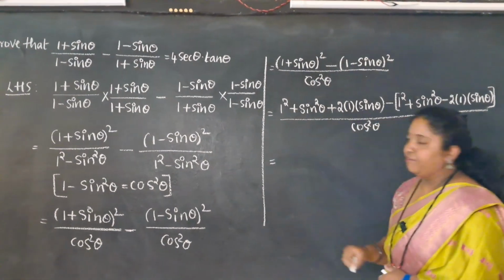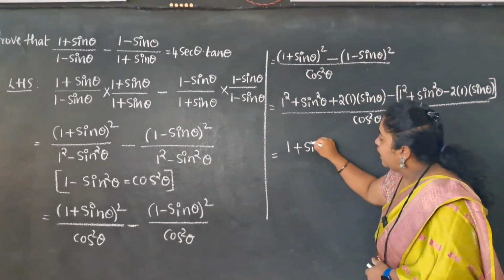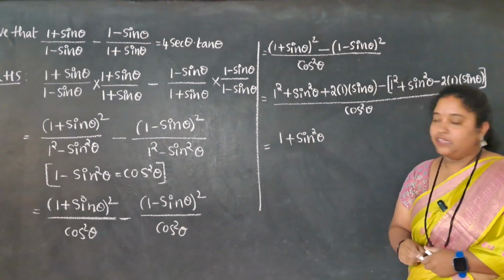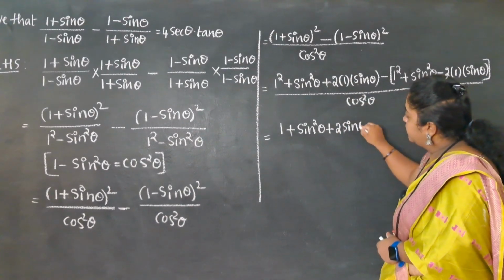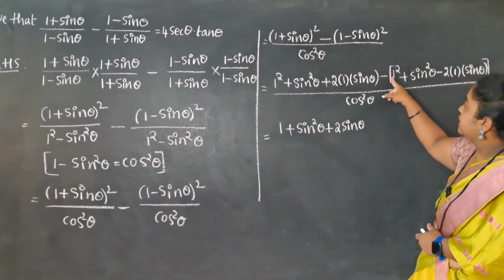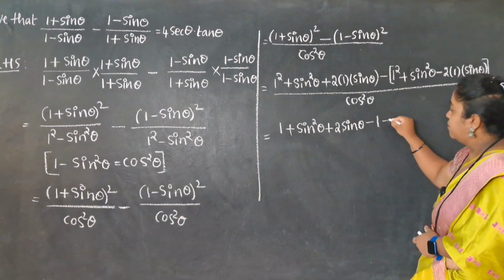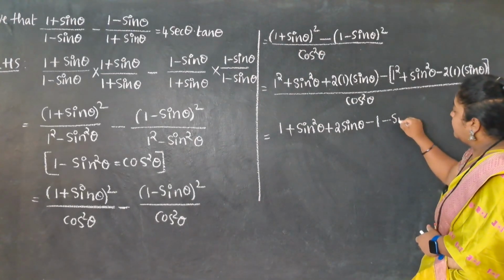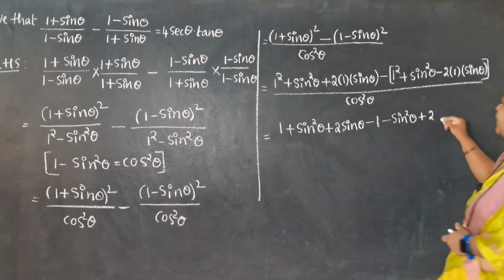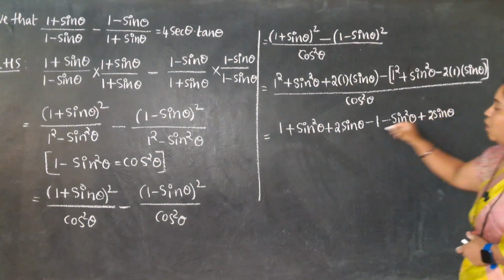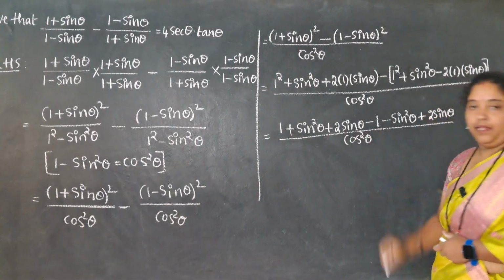Okay, let me simplify here. 1 square will be 1. Sine square theta is sine square theta. Yes or no? Plus 2 into 1 into sine theta is nothing but 2 sine theta. Yes or no? See, minus into plus is minus, 1 square will be 1. Minus into plus is minus sine square theta. Yes or no? Minus into minus is plus, 2 into 1 into sine theta, 2 sine theta, whole divided by cos square theta. Fine.